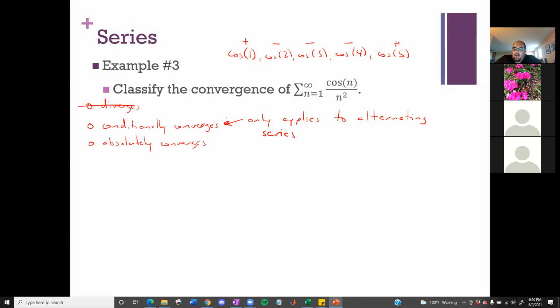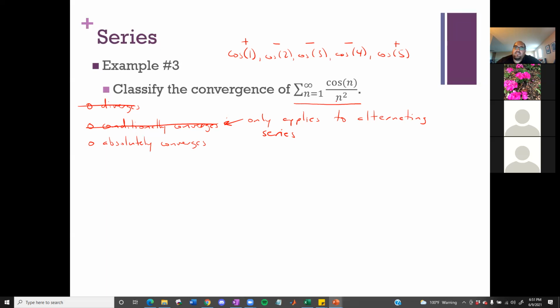not alternating. Alternating doesn't just mean that some terms are positive, some terms are negative. It means that successive terms are always going to have opposite signs, which in this case they're not. So because of that, this actually cannot converge conditionally. Since the idea of conditional convergence only makes sense for alternating series, we have two options: diverges or converges absolutely. And maybe we kind of jumped the gun here, but that's okay. Now we can go back and justify it.